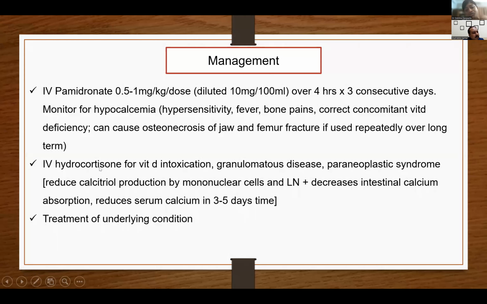IV hydrocortisone can be helpful in a selected number of cases because it basically reduces calcitriol production by mononuclear cells and lymph nodes, and it also decreases intestinal calcium absorption. So it is useful in granulomatous diseases, paraneoplastic syndrome, and vitamin D intoxication, and this will also take some 3 to 5 days time. So both this IV pamidronate and hydrocortisone, they are slow acting agents, but they have to be started on day 1. To tide over the time till their action starts appearing, we have to give calcitonin. And whatever is the underlying condition, we have to treat it.